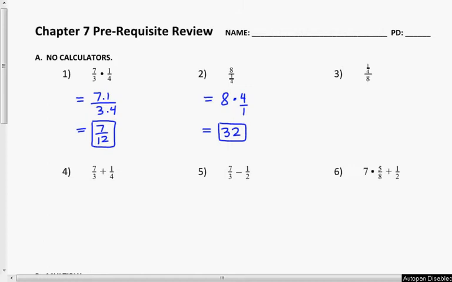Again, to divide by any number, multiply by its reciprocal. So instead of 1/4 divided by 8, it's 1/4 times 1/8. And so the answer is 1 over 32.